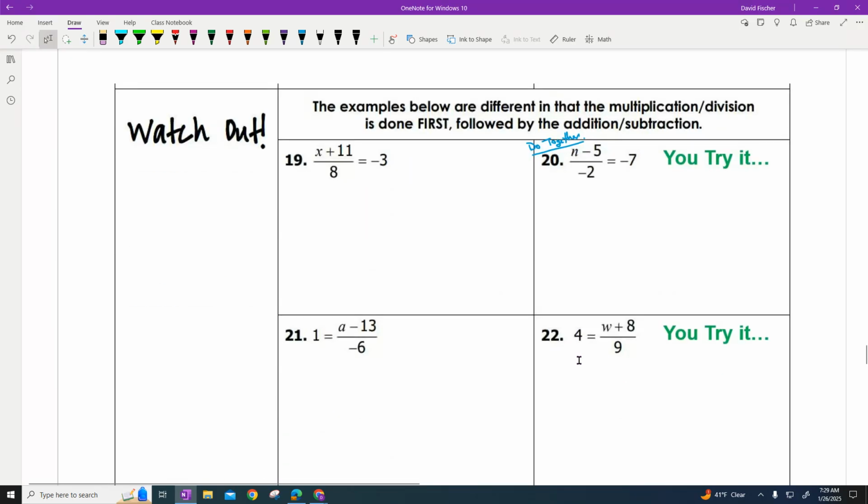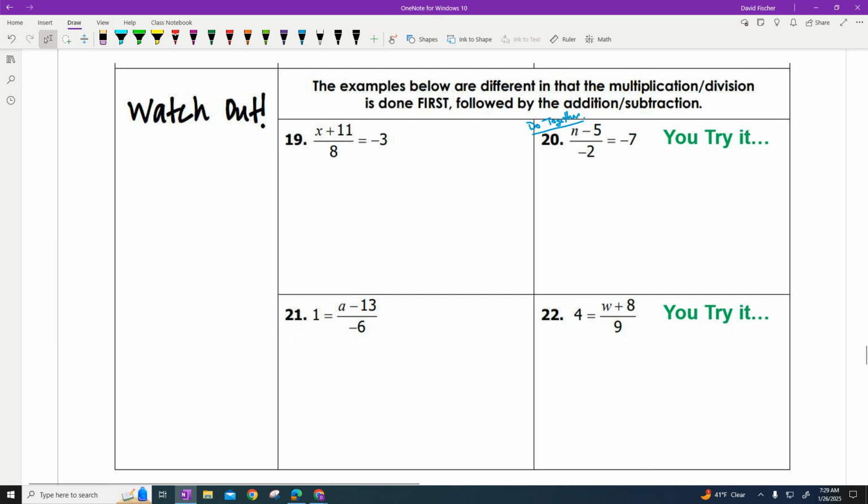Alright, we're going to do these triads together here because now we're getting a little bit more complex. Now, I want to say watch out. Be careful. Because this is where a lot of kids will kind of mess up a little bit as well. We want to be careful here because these guys, I have fractions here. And they're a little bit different in that we're going to do this multiplication division first, and then we're going to do the addition subtraction.